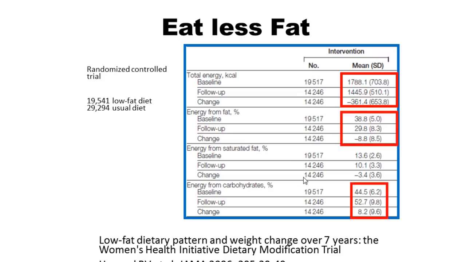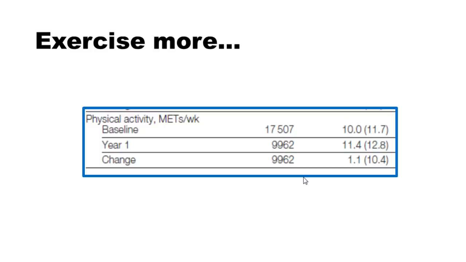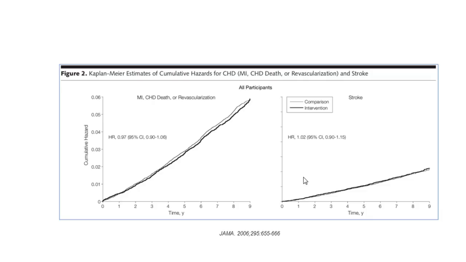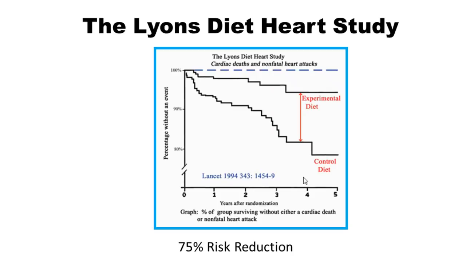Then they looked at, hey, is there any benefit to heart disease? They increased their exercise by about 10%, so these are metabolic equivalents, and this was the result, published in 2006, 13 years ago. You see for MI, cardiac deaths, revascularization, or stroke, no difference. That is, eating less fat didn't make any difference whatsoever. But there was other data.